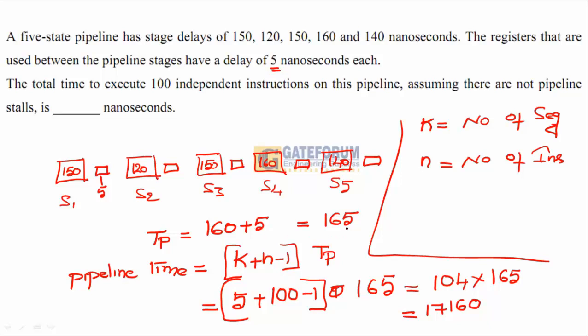After which we're going to get 104 into 165. The total pipeline time will be equal to 104 into 165 nanoseconds. So the total number of nanoseconds is equal to 17160. This is the answer. Thank you.